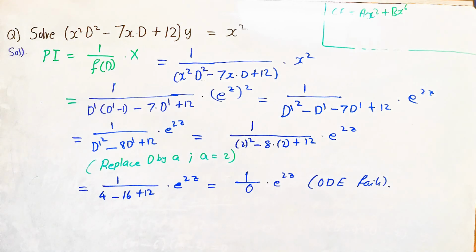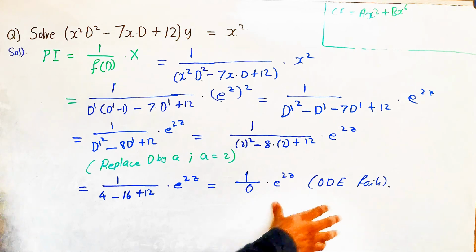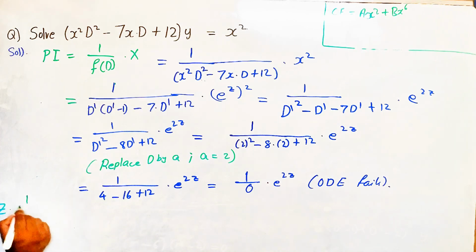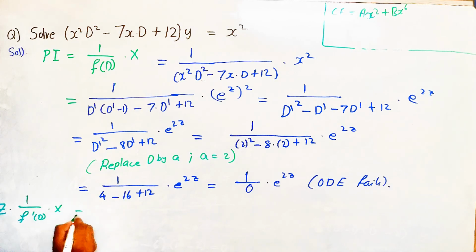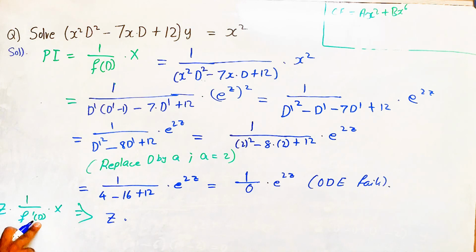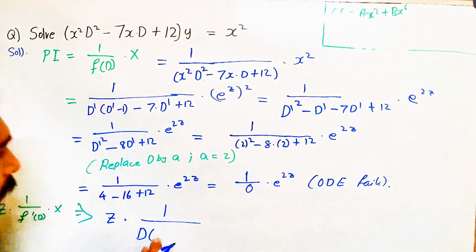So what to do? When ODE fails, we know we have to take the f dash term of the question. By taking the f dash term, you know the formula is z into 1 by f dash of D into capital X. This is the formula. By applying this, we will get z into 1 by f dash of D. So taking f dash of D means differentiation of f.